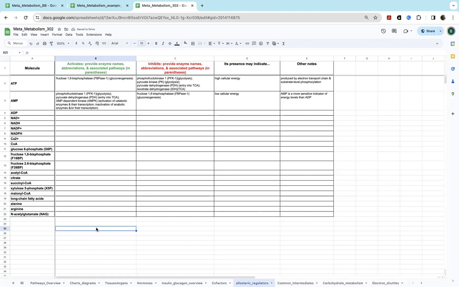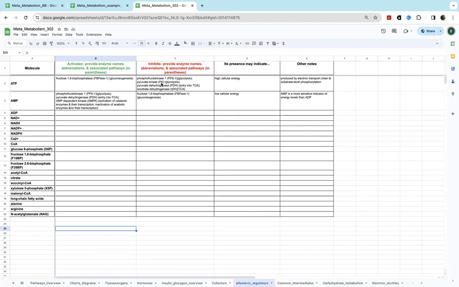Okay, so with ATP, we've got a lot of energy. What do we want to do? Well, we don't want to break down molecules to get more energy. Instead, we want to use that energy to build things up, so do things that are anabolic. In this case, we want to activate gluconeogenesis by activating fructose 1,6-bisphosphatase, or FBPase1.